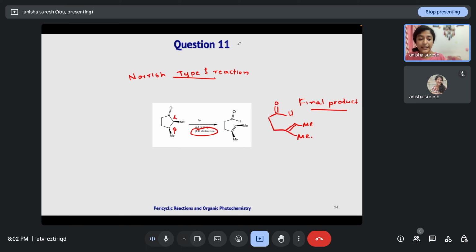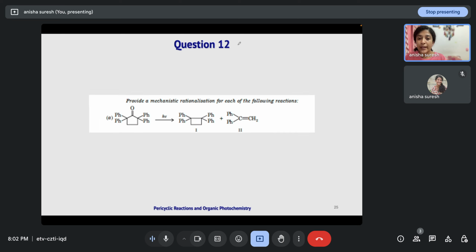If this question is clear, let us go to question number 12. Provide a mechanistic rationalization for each of the following reaction. So this was the starting material. It is leading to formation of the cyclobutane compound and this alkene under photochemical condition. So seeing the starting material and the product, can you guess what sort of reaction is taking place here? Is it Norrish type 1 reaction or Norrish type 2 reaction?